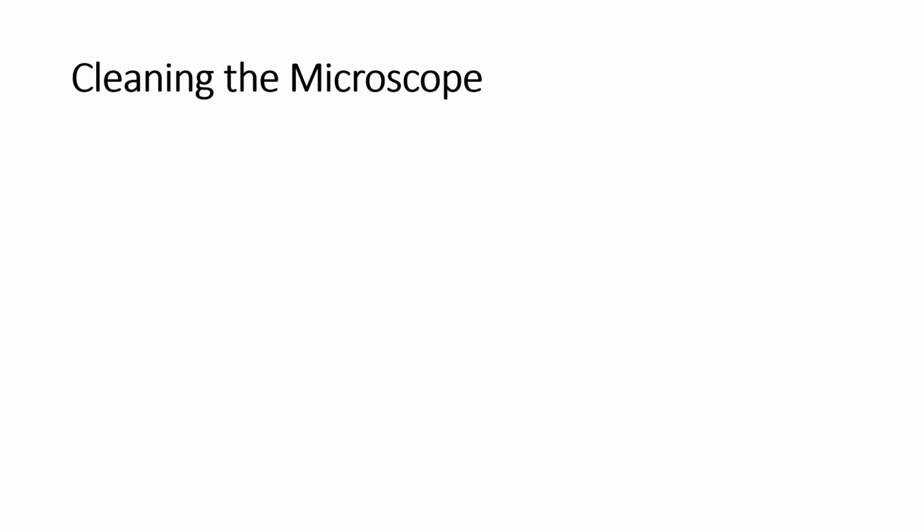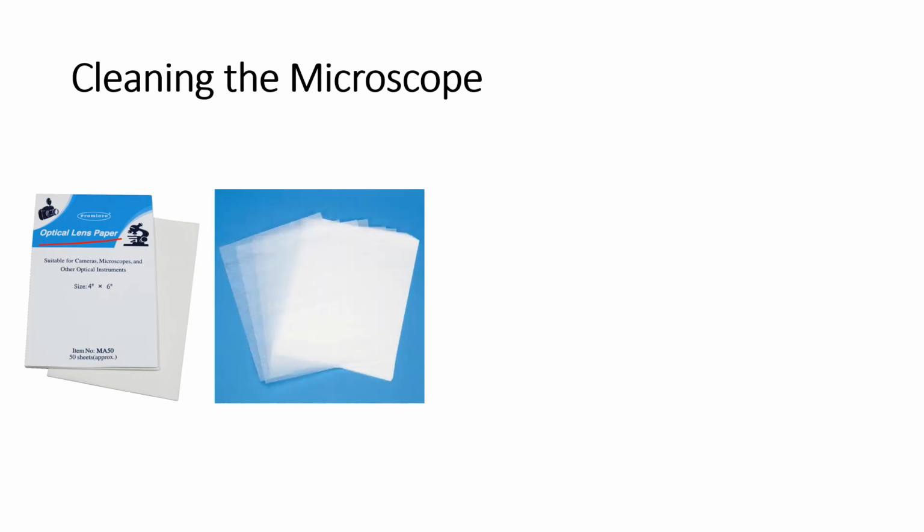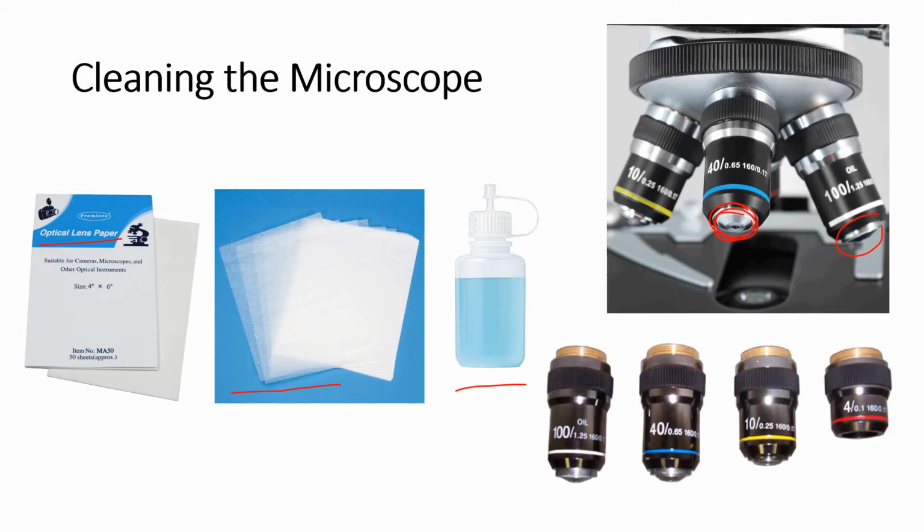In order to clean the microscope, you need optical lens paper, and the optical lens paper is a very light sort of tissue paper looking paper. You will also need lens cleaner. Lens cleaner is either a blue or purple kind of liquid in a squeeze bottle. And when you are cleaning the microscope, you are going to focus on the lenses on the objectives. So this is the part of the microscope you are going to be cleaning.